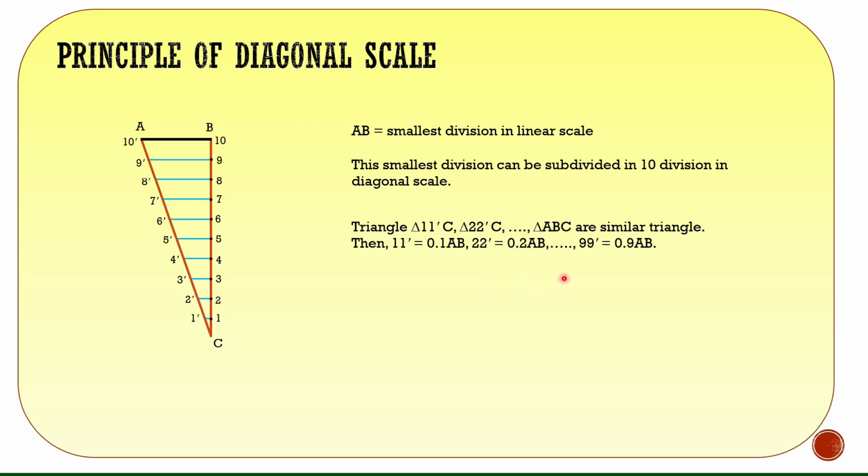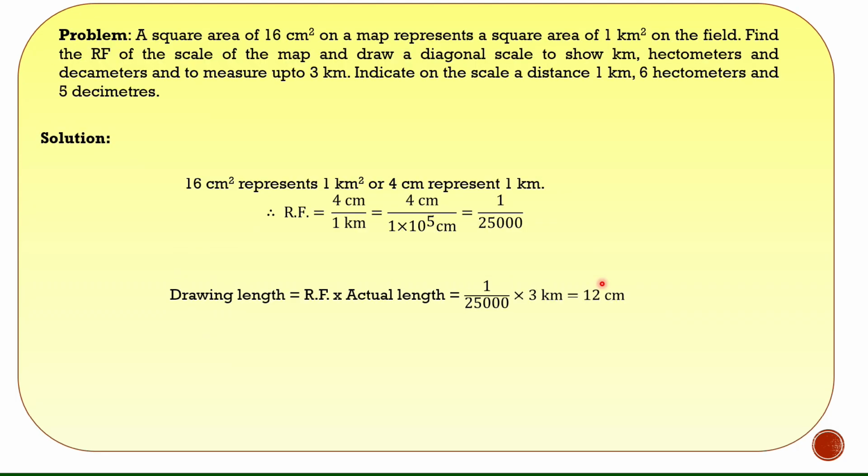So on, if you are going 9 dash, it will give 0.9 times of AB. Okay, now the principle is used for construction of diagonal scale. Let us take the problem. A square area of 16 centimeters square on a map represents a square area of 1 kilometer square.